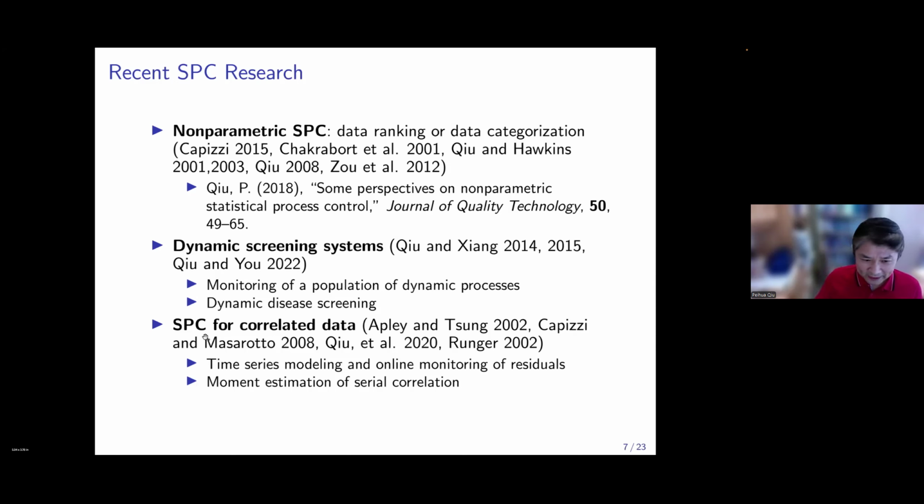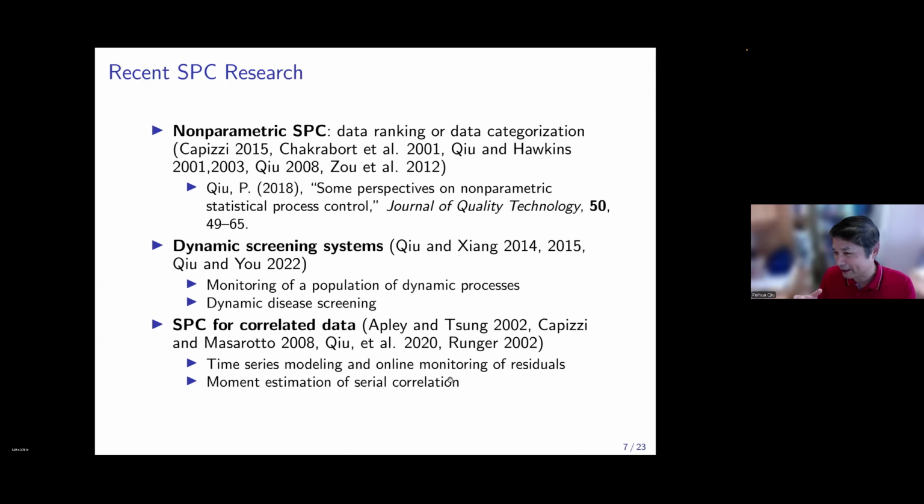And then there's another research area, trying to monitor processes with correlated data. In this research area, my friends, for example, Fugee Tsung, Dan Apley, Fuqi Zhong, and Giovanna Capizzi, have already done a lot of research on that topic. If the data are correlated, how do we handle that? Their major idea is to use time series modeling.